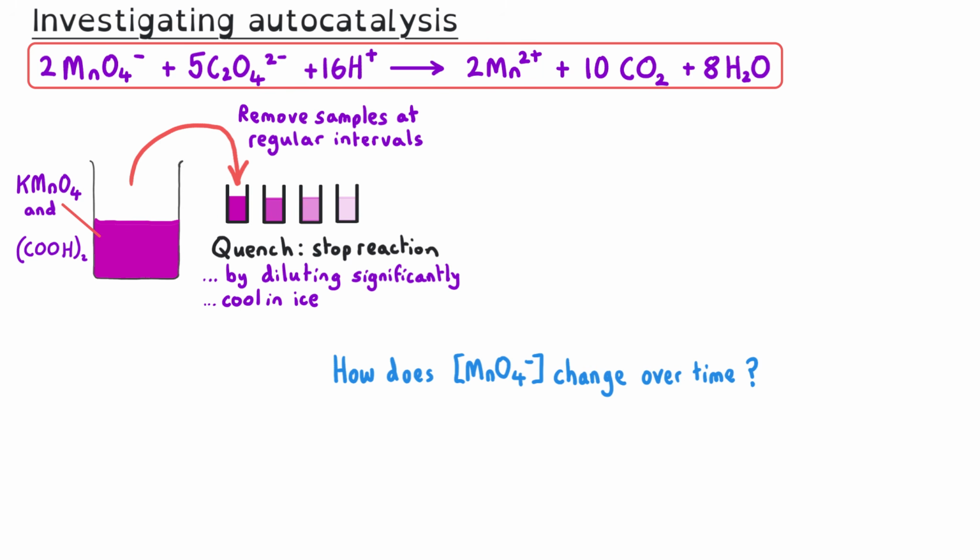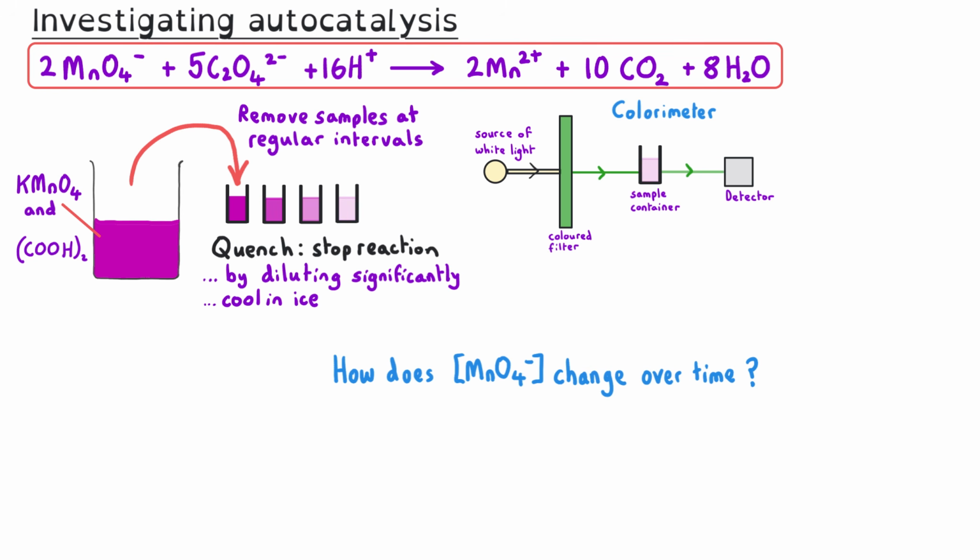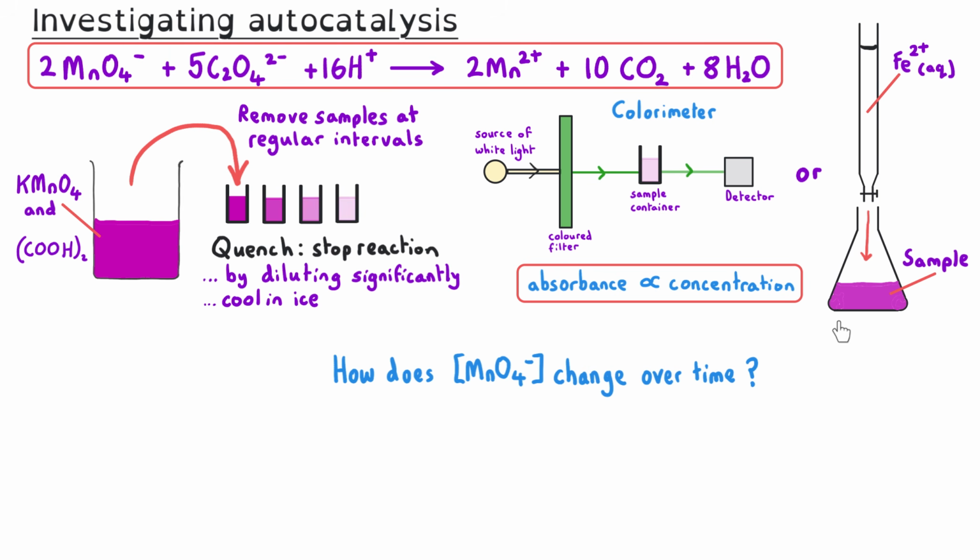We have 2 options here. First of all, the manganate 7 has a pink colour, and this will get paler and paler as the reaction progresses. And so it could be investigated using a colorimeter, and this would be very effective since the absorbance measured by the colorimeter would be directly proportional to the concentration of manganate 7 ions remaining. Or you could measure the actual concentration of manganate 7 ions using a redox titration. You could then analyze the results by plotting a graph of manganate 7 ion concentration against time.